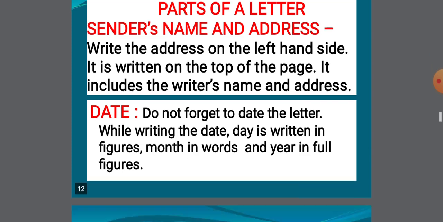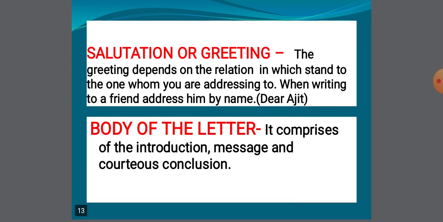2020. Next is salutation or greeting. The greeting depends on the relation in which you stand to the one whom you are addressing. So, when writing to a friend, address him by name. If we are writing to a friend, we can write the name, Dear Ajit. But if someone is elder than us, then we can write like Dear Uncle, Dear Brother.